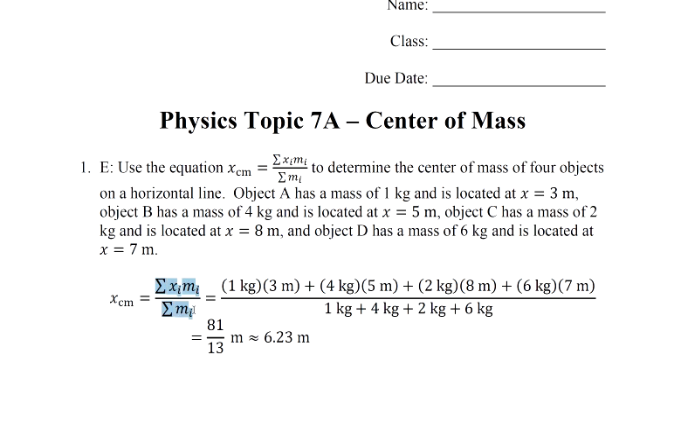In the numerator, we're going to multiply the position of each object by its mass, add them all up, and then divide by the total mass. So our answer here is 6.23 meters. Now what exactly does that mean? That means if we put our finger at 6.23 meters, the torque on that is going to balance, where the torque is 0, meaning it's not going to rotate to the right or to the left. It's the center of mass.